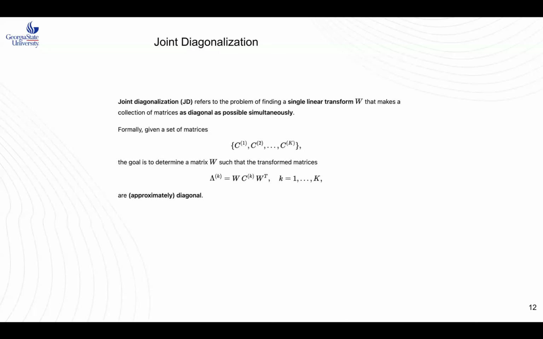And joint diagonalization, a quick go through that. It refers to the problem of finding a single linear transformation W that makes a collection of matrices as diagonal as possible simultaneously. For instance, you have a list of these matrices, generally square matrices. You will find the transformation W that can approximately diagonalize each of them simultaneously. So the goal is finding this W to approximately diagonalize all of them. This is what joint diagonalization is trying to do.